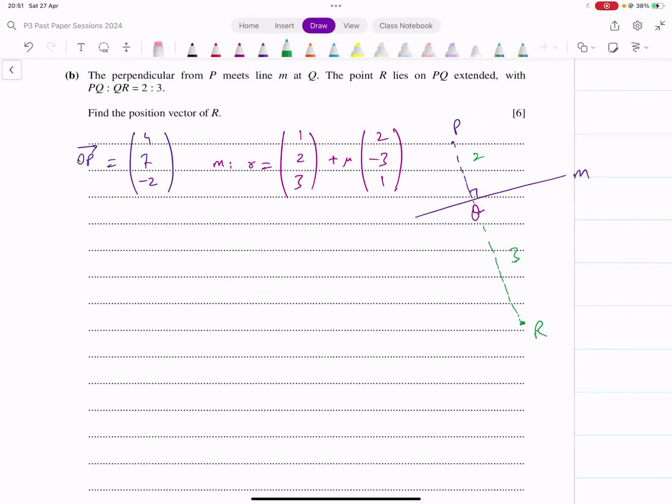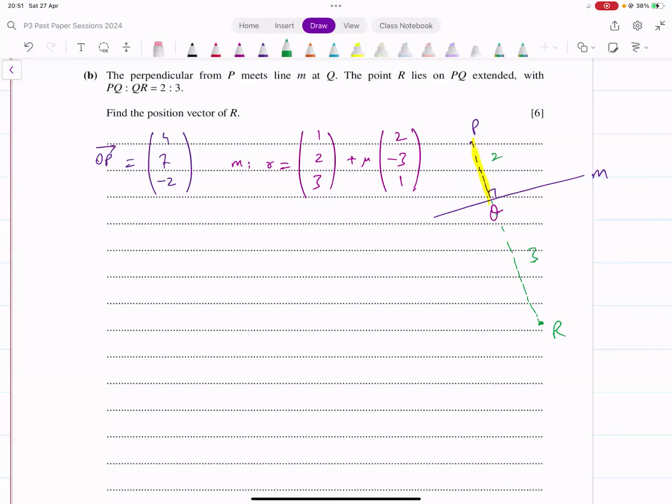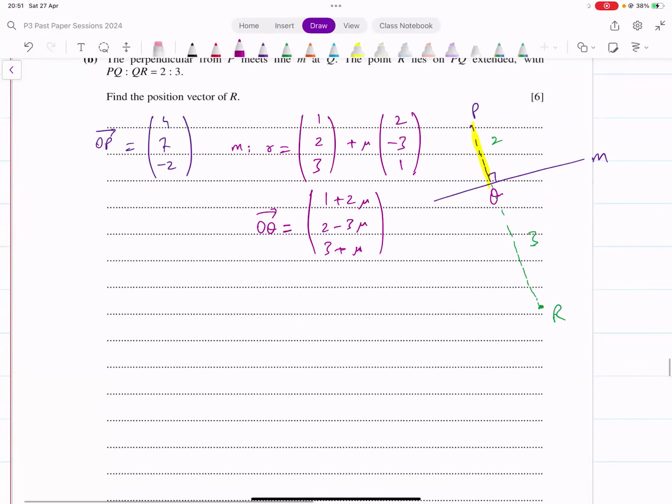First of all, we need to find the vector PQ somehow. How do you find the vector PQ? For that, we need OP and OQ. OP is already given. What's OQ? OQ is going to be of the same form as the equation of the line. Since Q lies on the line M, the position vector of Q is going to be the same as this line, because it lies on this line. It's just that we don't know what the value of mu is, so we write this in terms of mu. It turns out to be (1 plus 2 mu, 2 minus 3 mu, 3 plus mu). That's the vector OQ.